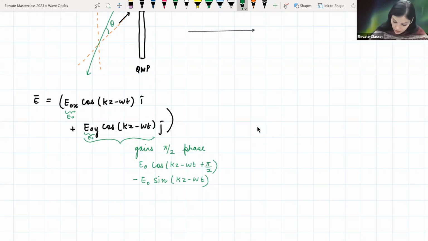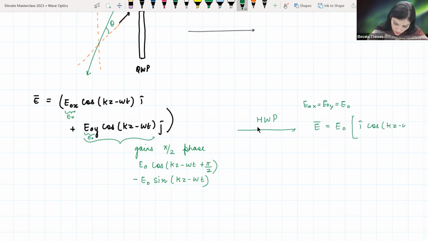So that means कि मेरे पास half wave plate से जाने के बाद क्या मिल रहा है मुझे? I'm getting E is equal to some E0 because I have assumed that EOX is equal to EOY is equal to E0. So I will get i cos(kz minus omega t) minus j sin(kz minus omega t). What is this? This is the expression for an LCP. It's a circularly polarized light, and that too a left-handed circularly polarized light.